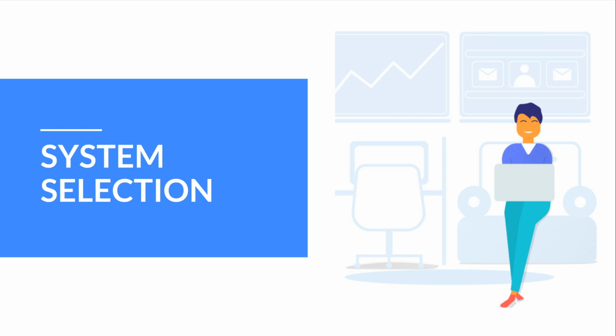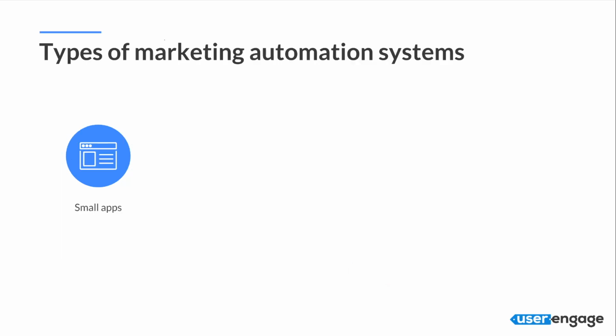Further down the course, I will tell you why it's not the most important step, but now I want to focus on showing you different types of marketing automation systems, because there is no answer to the question which one is the best. It all depends on your needs. So here we go. There are three basic types of marketing automation system. The first type are those small apps.